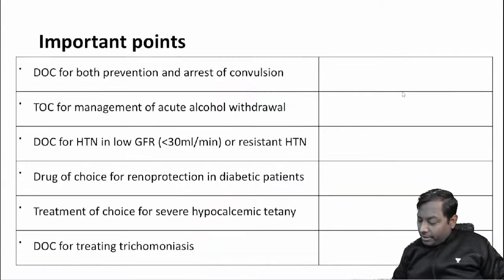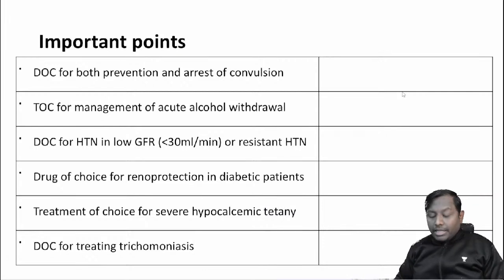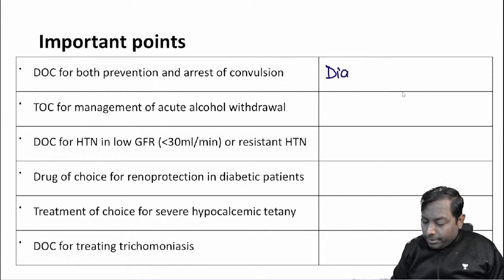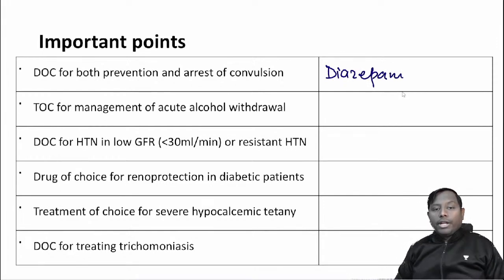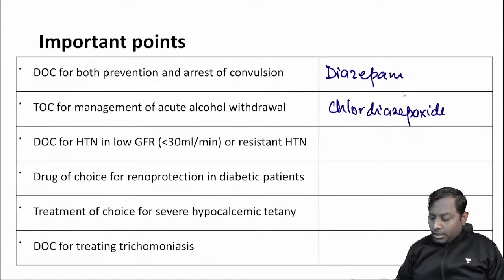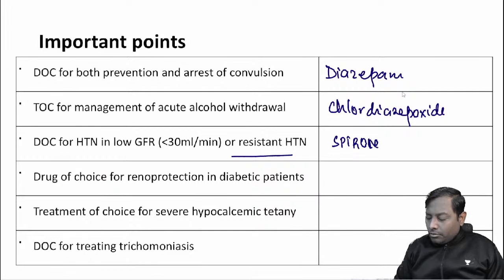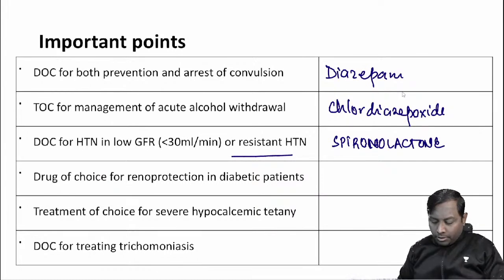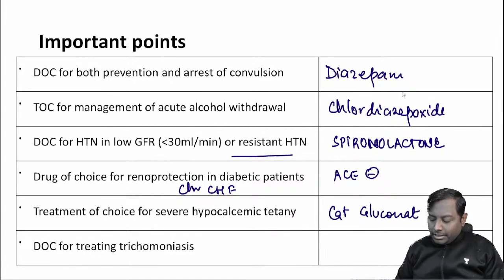So a couple of questions that we have again from this area. For the prevention and arrest of the convulsion, we will be using a drug from benzodiazepine known as diazepam. For acute, again from the benzodiazepine, we can use chlordiazepoxide, that is used in the acute alcohol withdrawal. In a resistant hypertension, we will be using aldosterone receptor antagonist, spironolactone. Renoprotection in diabetic patient or in a patient with the chronic congestive heart failure, the best drug is none other than your ACE inhibitors. Calcium gluconate will be the drug of choice in a patient with the hypocalcemic tetany.